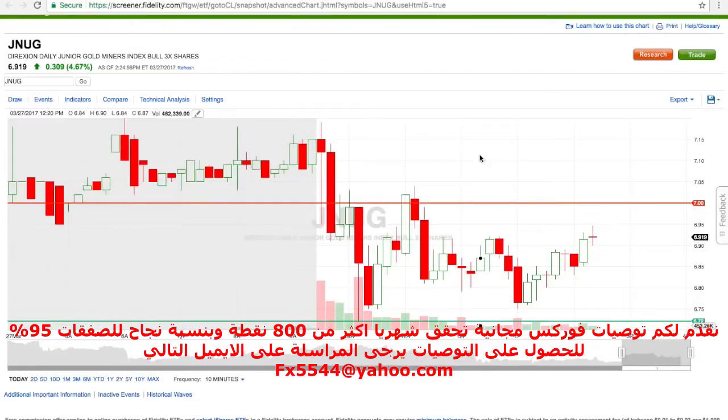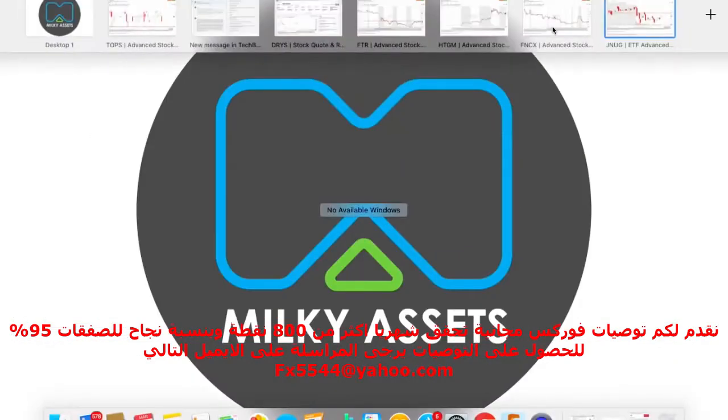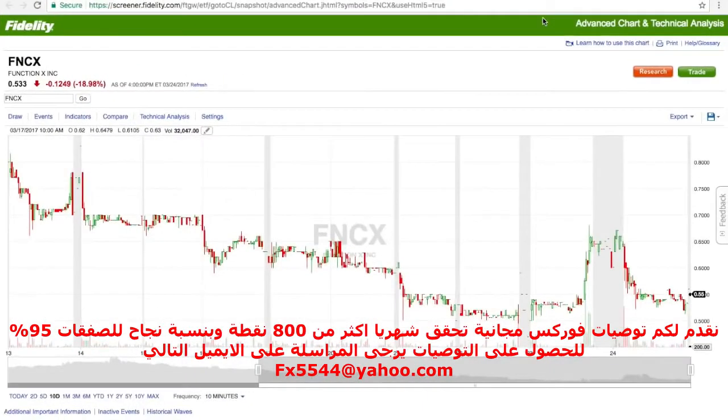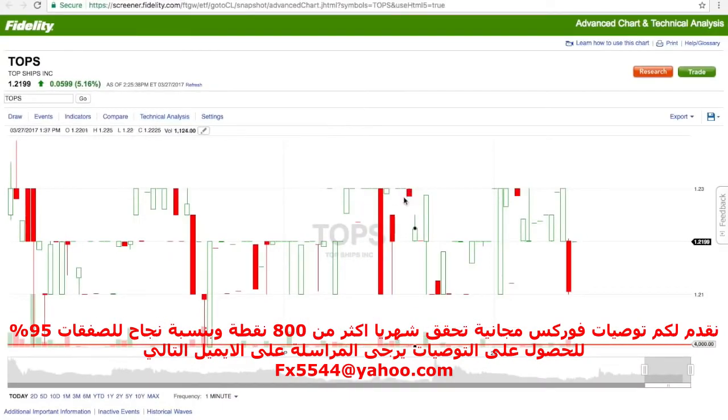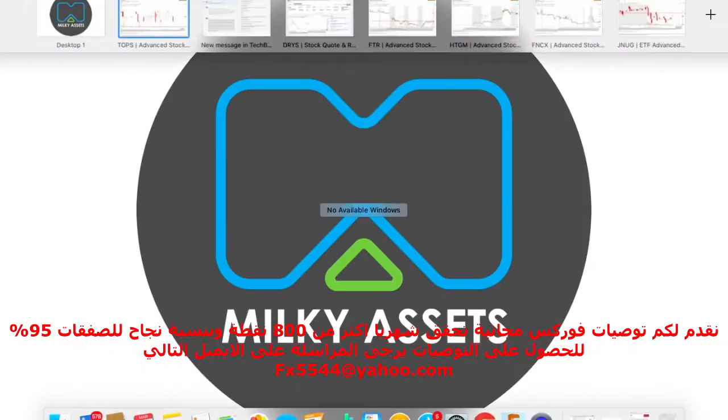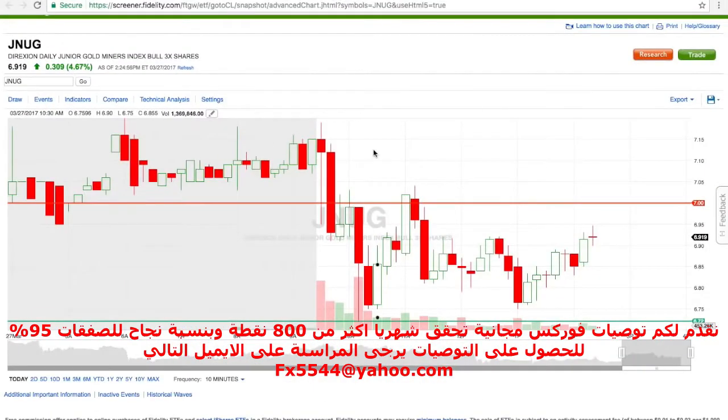Alrighty guys, so I'm going to make it very simple for you guys, and what we're going to be focusing on are what are these boxes and what do the whiskers mean. And then I'm also going to explain to you with what we experienced with FNCX, or I'm so sorry, TOPS, what are these little dashes. So let's start off with JNUG.